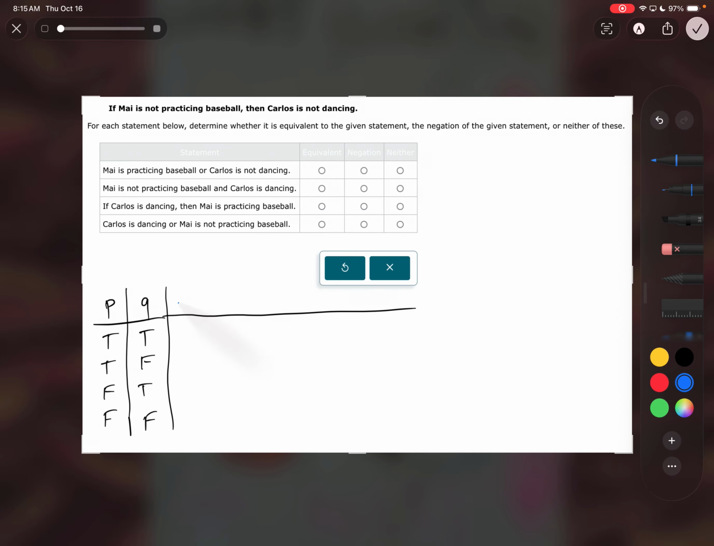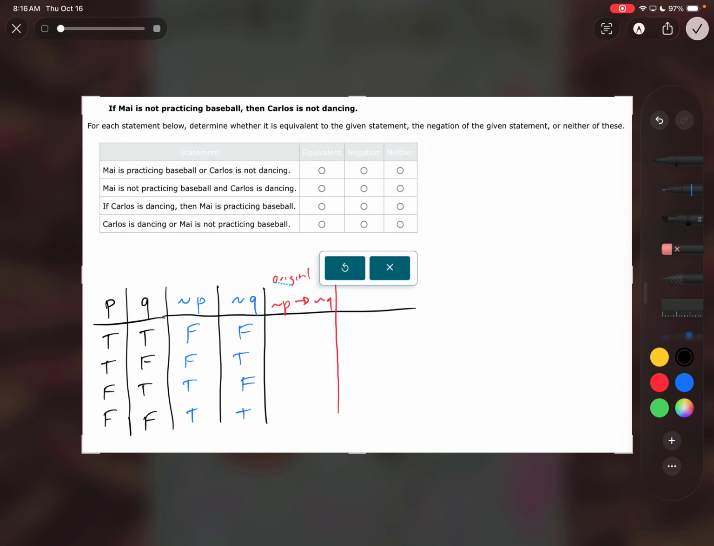First thing we need is not P and not Q. Okay, so not P and not Q is just going to be the opposite of these. False, false, true, true. False, true, false, true. All right, now that we have that, I think we can come up with our answers here. So our original statement is if Mai is not practicing baseball, then Carlos is not dancing.